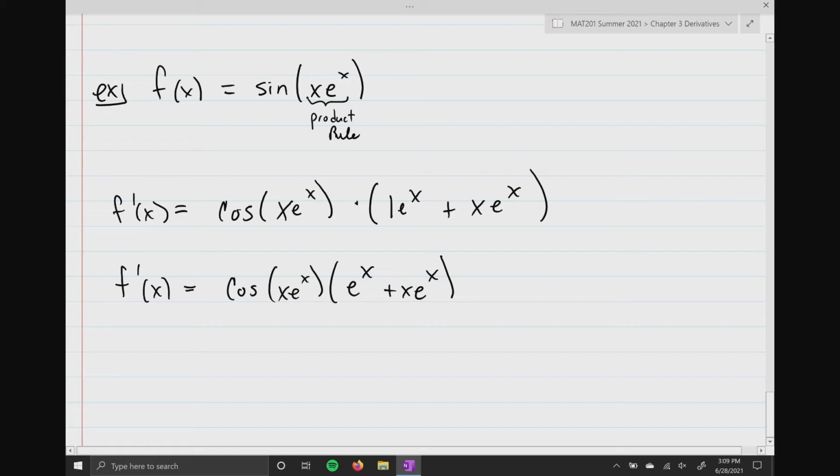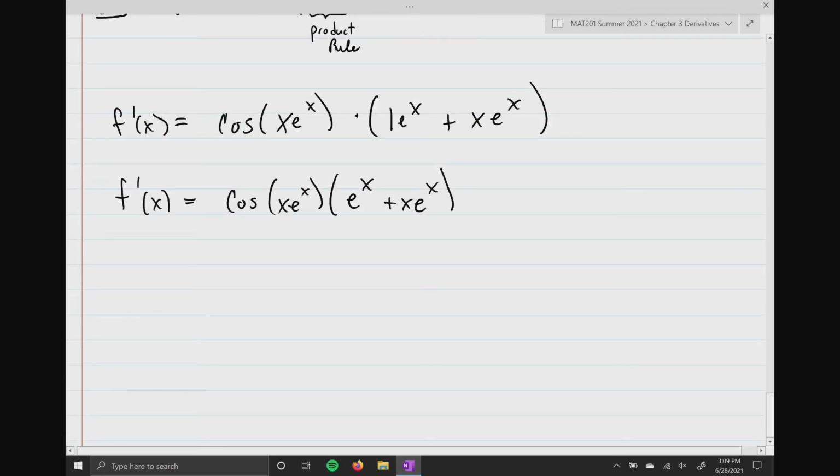So, all those other rules still apply. The quotient rule, the product rule, power rule, all that stuff all comes along for the ride. Okay? We'll do one more here.